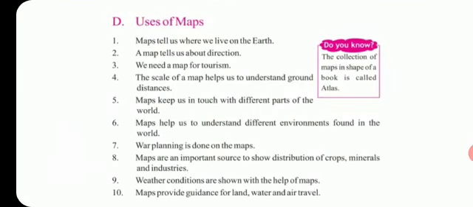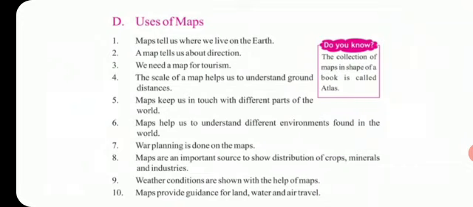Now, the next slide: uses of maps. Why do we want to use maps? It tells us where we live on earth. It tells us about direction. We also need maps for tourism if you want to go somewhere. And the scale of a map helps us understand ground distances.